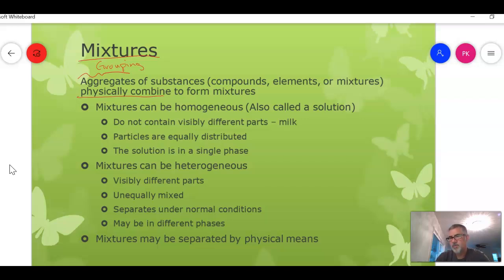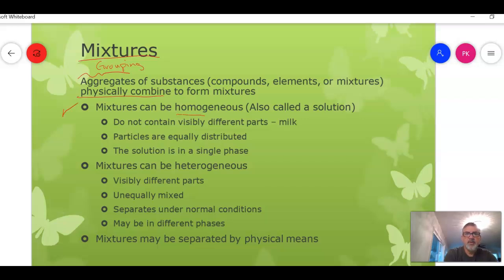So if you were in school and you were all combined in your classroom, you'd be a mixture. You wouldn't be a compound because you're not actually bound together, right? You physically combined, you walked in. If you were physically combined, you could be physically separated, you could walk out, right? So a couple different classifications of mixtures you're probably already aware of.